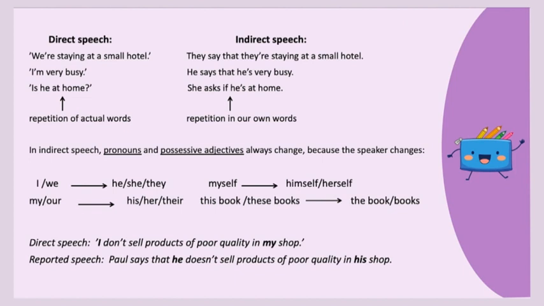The changes look like this. I or we become he, she, or they. My or our become his, her, or their. Myself becomes himself or herself. This book or these books become the books or the book. Look at the examples. I don't sell products of poor quality in my shop. Paul says that he doesn't sell products of poor quality in his shop.